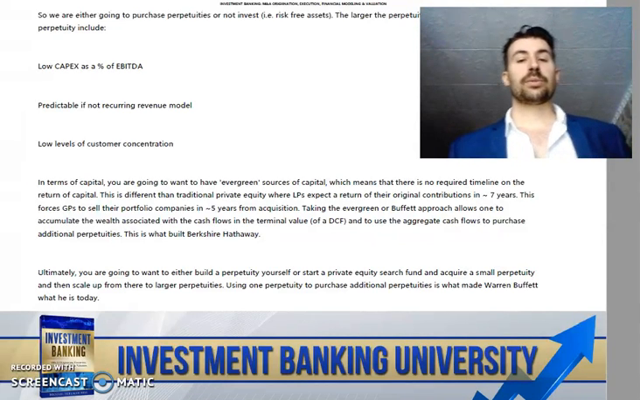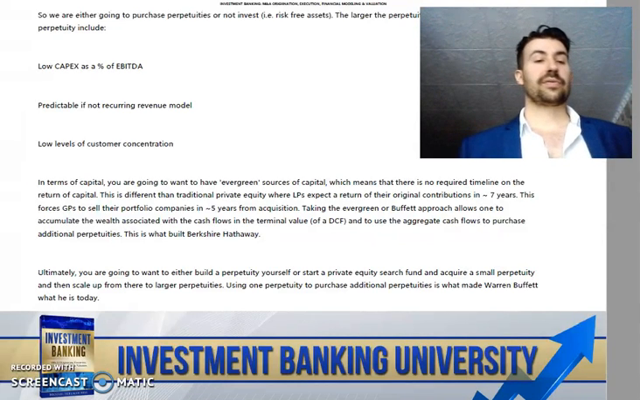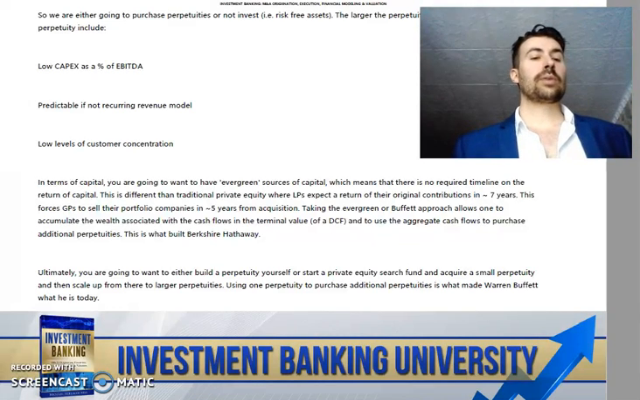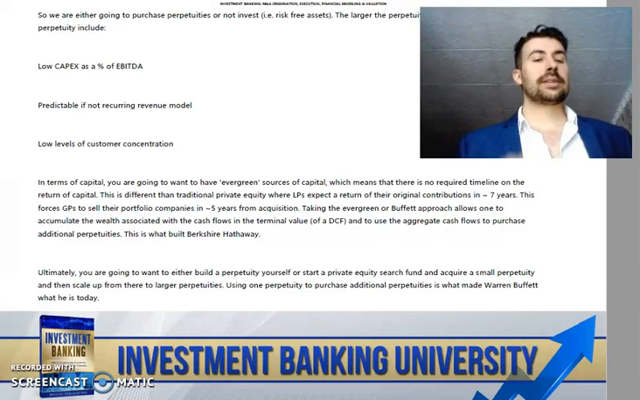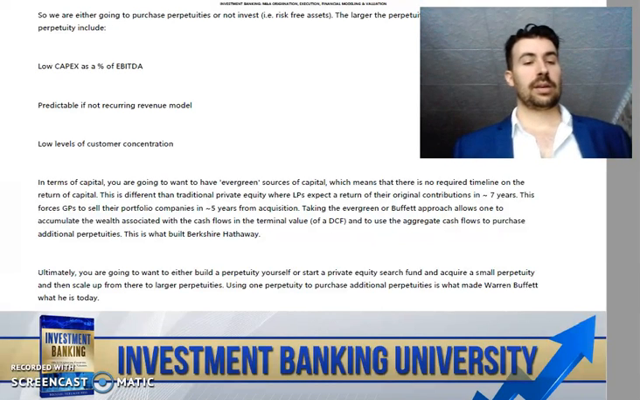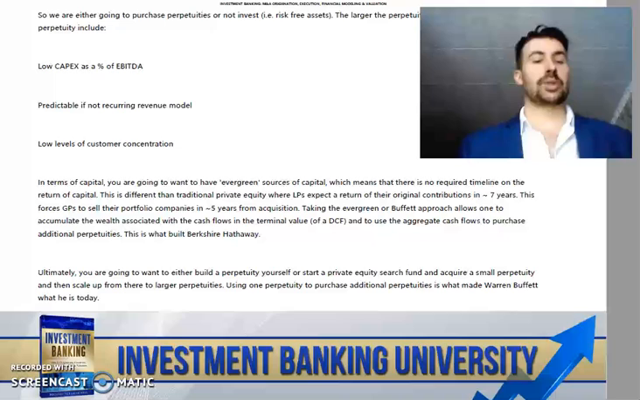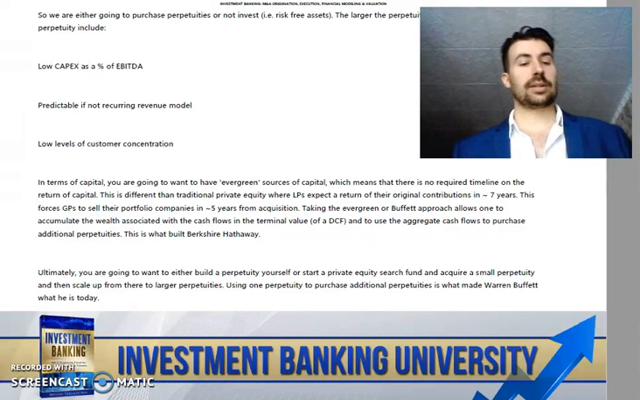The larger the perpetuity, the better, and characteristics of a perpetuity include low capex, capital expenditures as a percentage of EBITDA, a predictable if not recurring revenue model, low levels of customer concentration, and low dependence on the owners to exist.